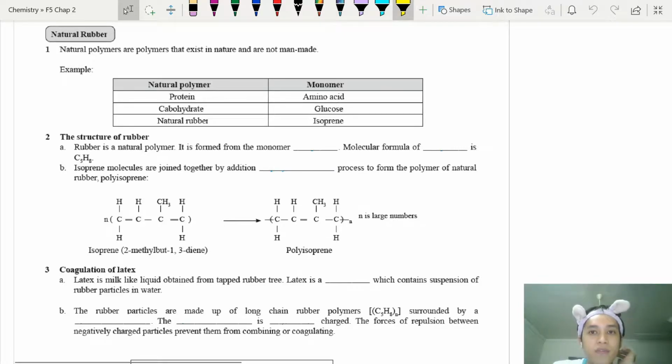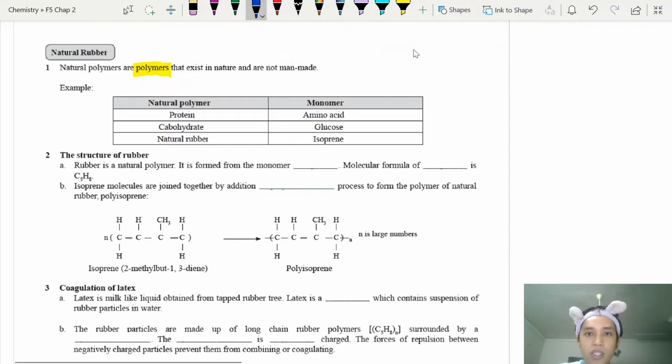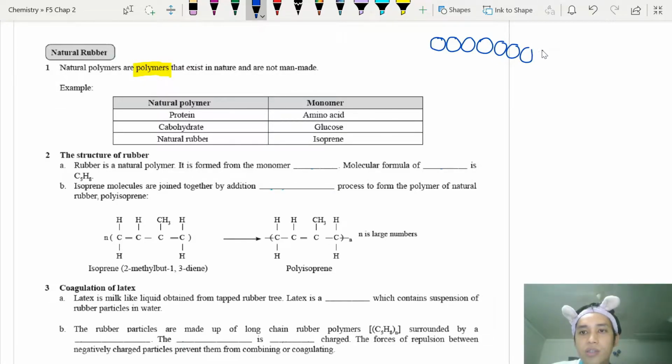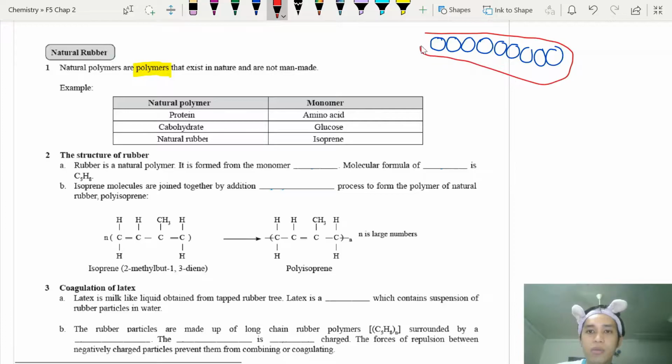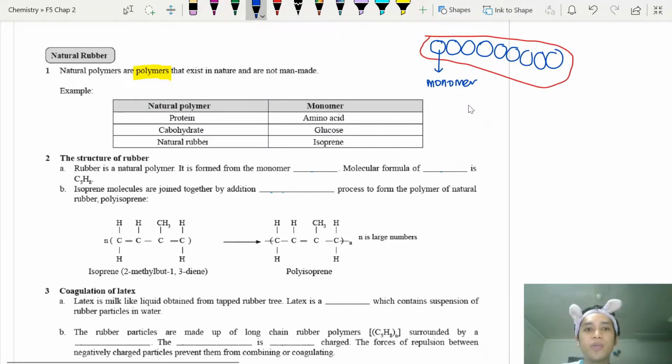So first things first. You need to know, or hopefully you still remember, the meaning of polymer. A polymer is basically a long chain of molecules made from small repeating units. Let's say this whole thing is a polymer, and the repeating unit here is a monomer. The small repeating unit is called a monomer.